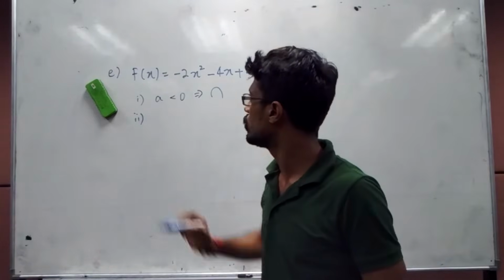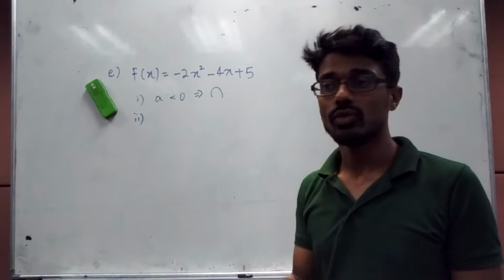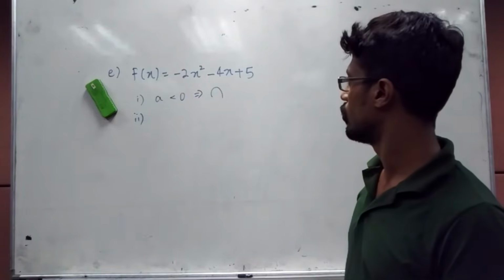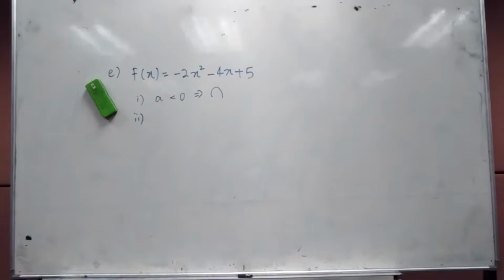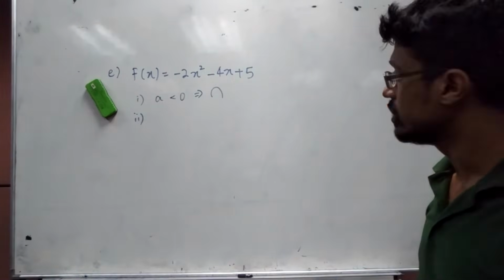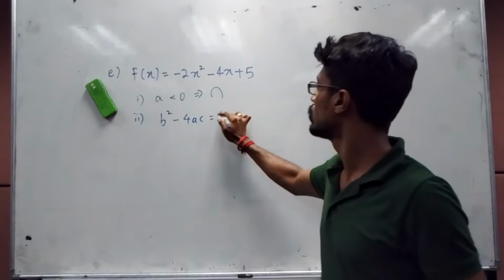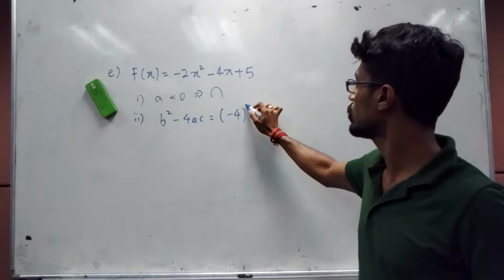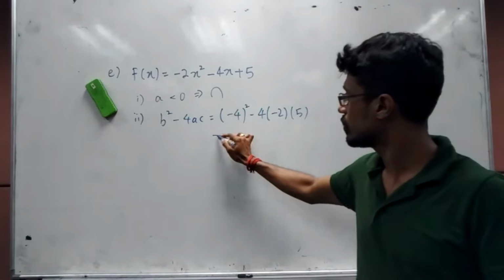Secondly, we need to see whether the x-intercept exists or not. So for this, we can calculate the value of b squared minus 4ac. Let me grab my calculator. So if we just quickly check, b squared minus 4ac: b is negative 4 squared, minus 4, a is negative 2, c is 5.